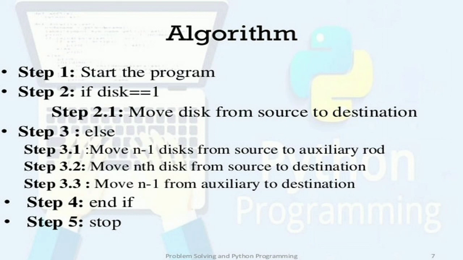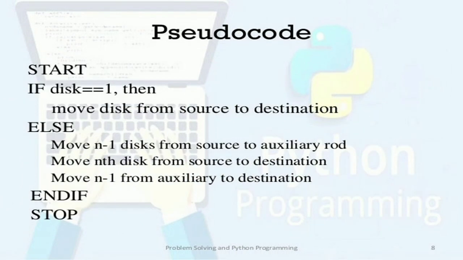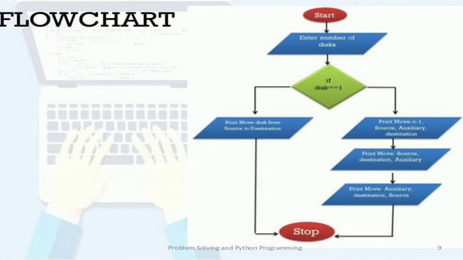Next, this is the pseudocode of the Tower of Hanoi program. This is the flowchart of the Tower of Hanoi. It is the diagrammatic representation of the movement of disks from the source to the destination.